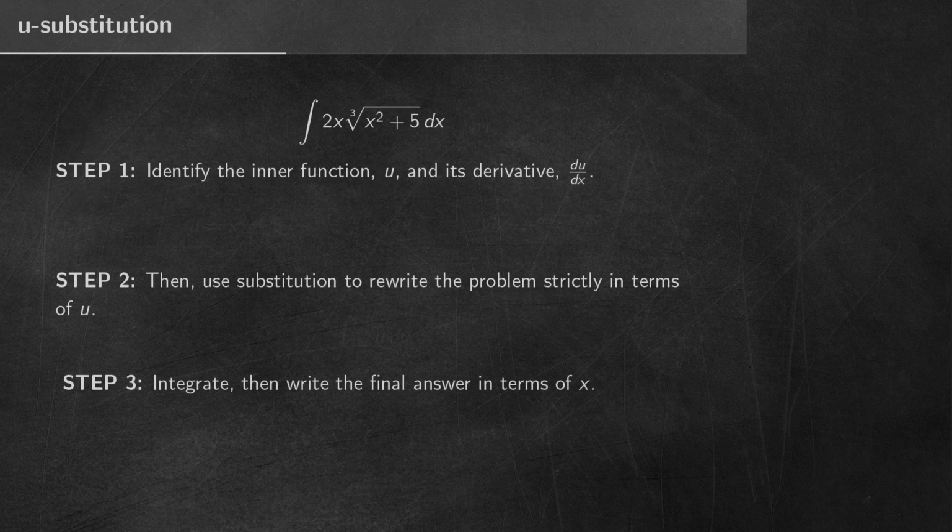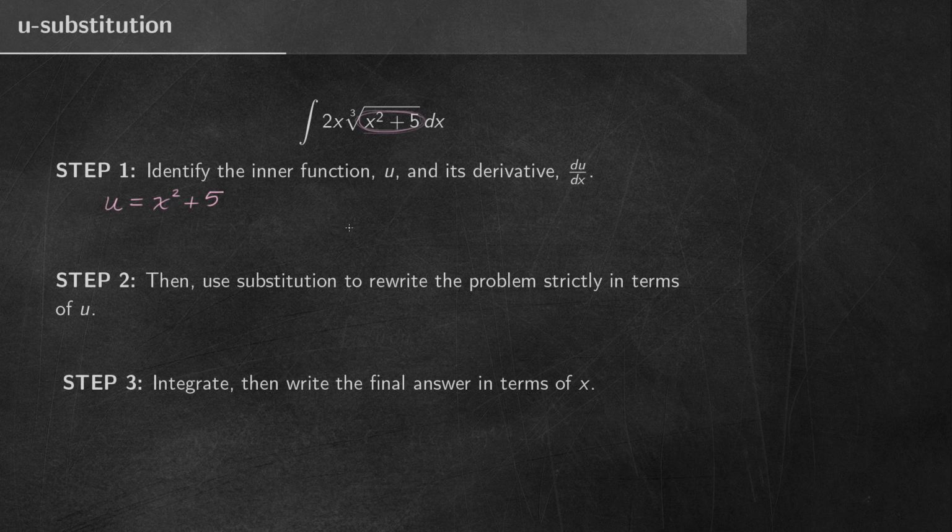For example, let's say we're trying to integrate 2x times the cube root of x squared plus 5 with respect to x. We want to identify what is the inside function and then what is the derivative of the inside function. So in this case, the inside function is what's inside the root. That's what we're going to call our inside function. So I'm going to say u is equal to x squared plus 5.